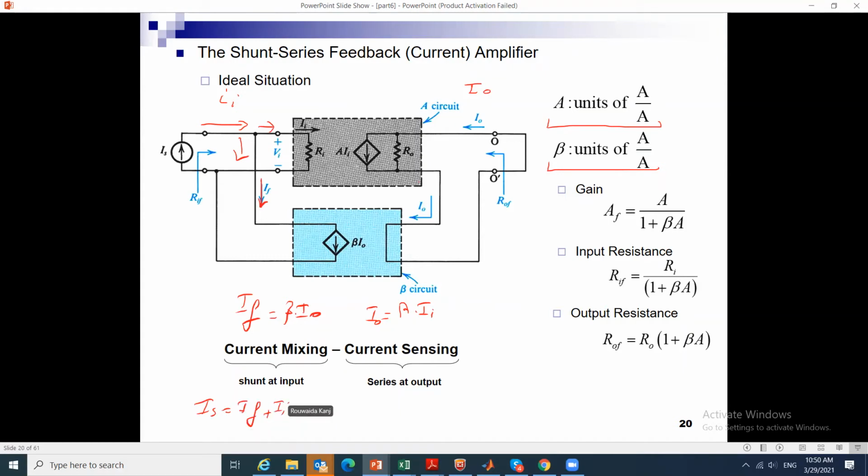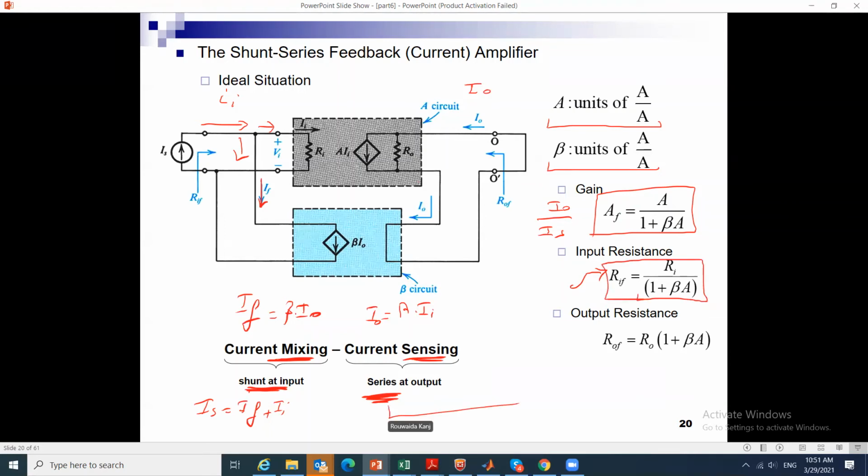The same relation holds, therefore, the overall feedback gain, which is IO over IS, is equal to A over 1 plus A beta. Note that I am sensing a current, so I sense it in series. And I am mixing a current, so I mix it in parallel. Okay. At the input, the RIF, because I have a shunt relation, is RI over 1 plus A beta, and at the output, since I have a series relation, the ROF is equal to RO times 1 plus A beta.